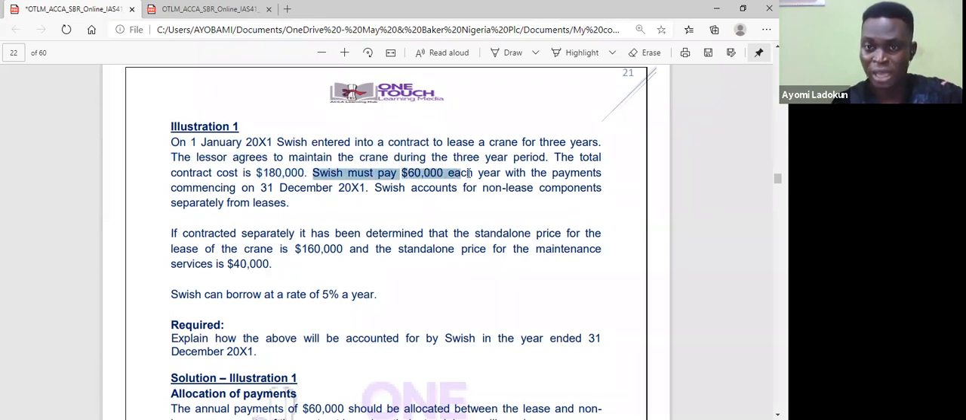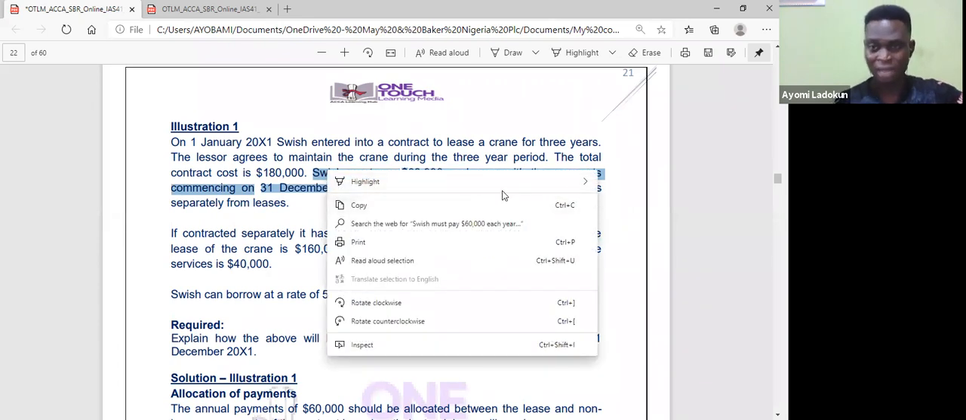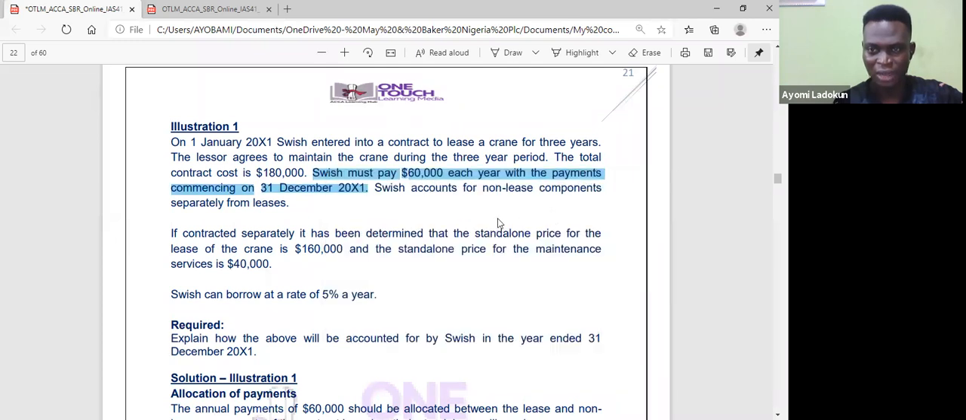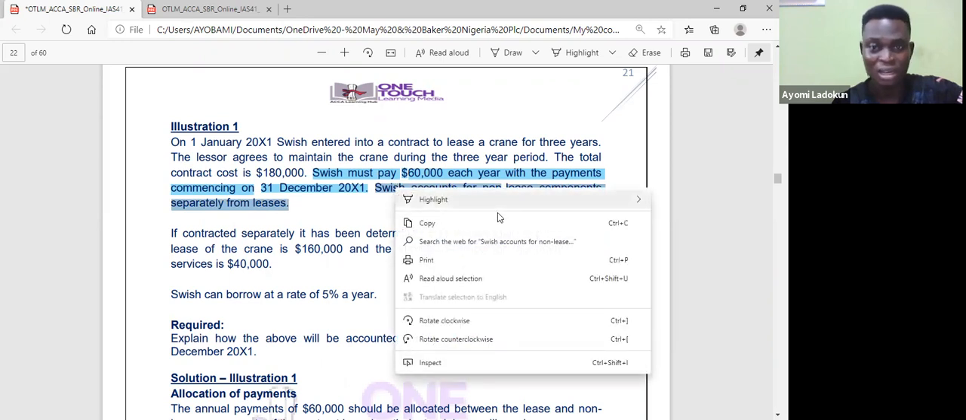Switch must pay $60,000 each year, with the payment commencing on 31st December 2021. That's in arrears, right? Yeah, so this is in arrears. So that's a consideration in the contract. Can you see that? Switch accounts for non-lease components separately. So they want to account for it separately, which means they're not accounting for it together. So they have to separate.